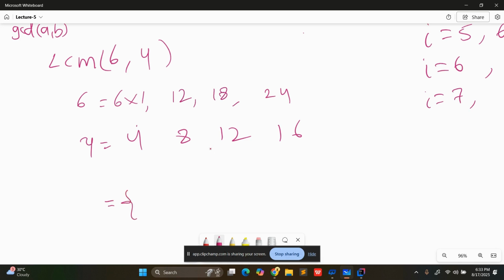The multiple should be common and it should be least. Let's write the common multiple first, right? So I found 12. There might be some other common multiples, but we don't care about those. We found one of the common multiples, and this is the LCM of these two numbers. This is the least common multiple. Why? Because these are not common, these are not common, and this is the first one we found that is common in both. That is the least common multiple.